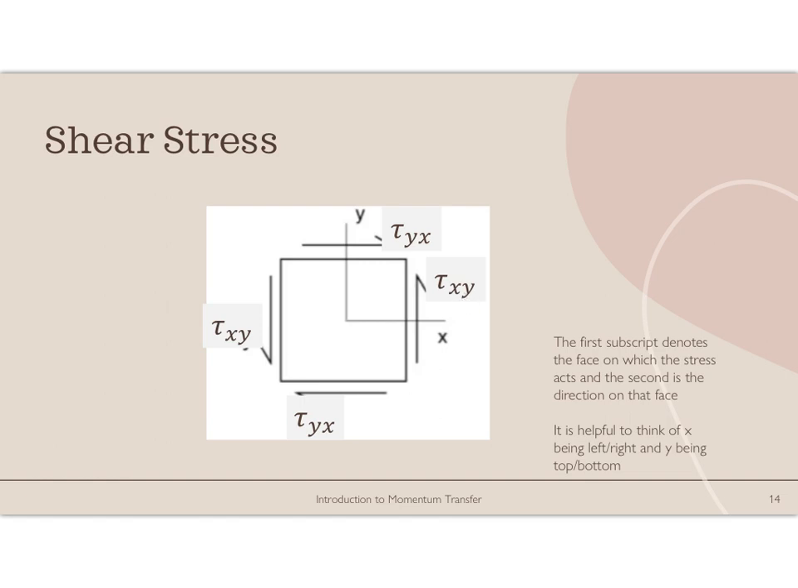Tau sub yx, on the other hand, is acting on the top face and in the right direction. Negatives of those would be going in the opposite direction or opposite face.